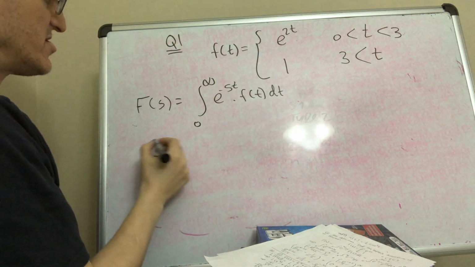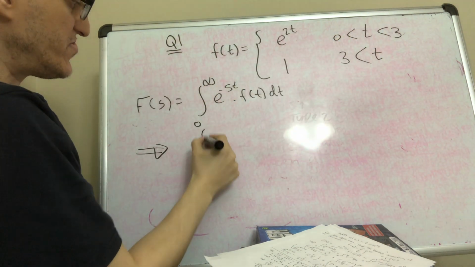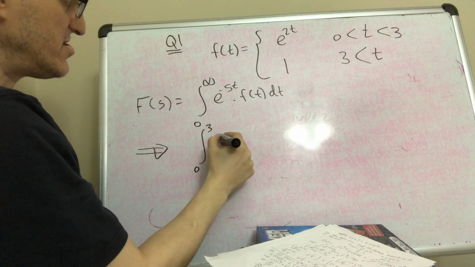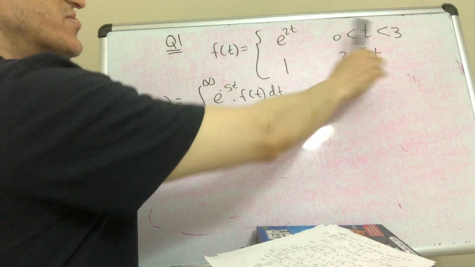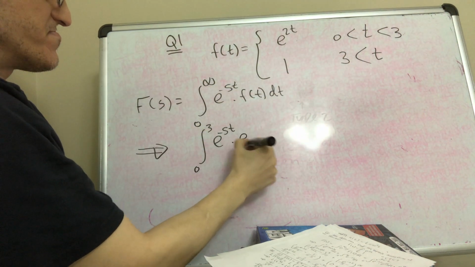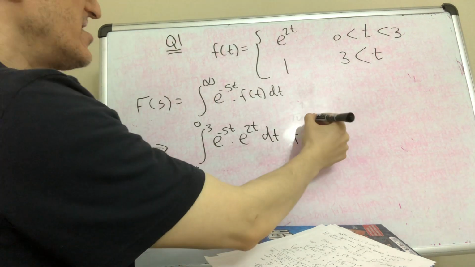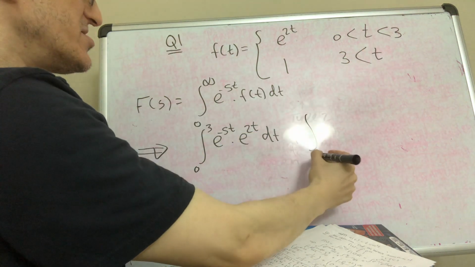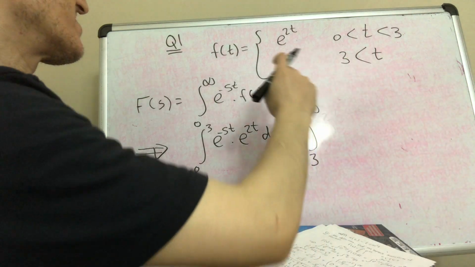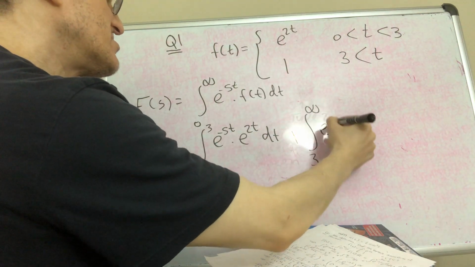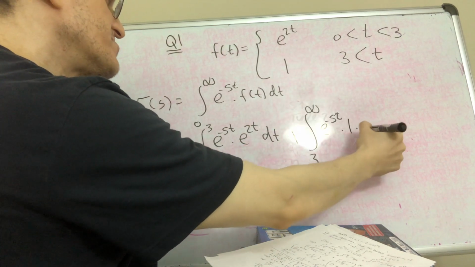So you have two different functions here. So you need to integrate from 0 to 3 first, e to the minus st into this, because from 0 to 3, this is your function. And then you integrate from 3 to infinity e to the minus st times 1 dt.